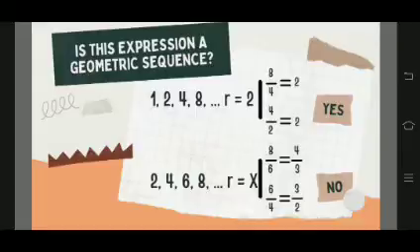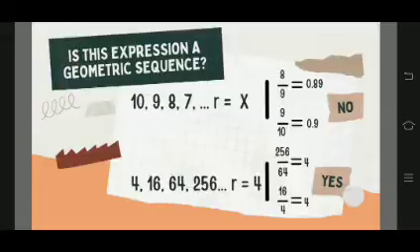The answer is no. The third given is 10, 9, 8, 7, and so forth. Let's determine if it is a geometric sequence or not. We use a of 3 and divide it by the term that precedes it, which is a of 2. This is 8 divided by 9, which equals 0.89. To check this, we use another one to determine if they have a common ratio or not. So we use a of 2 divided by a of 1, which is 9 divided by 10, which equals 0.9. So this expression is not a geometric sequence.